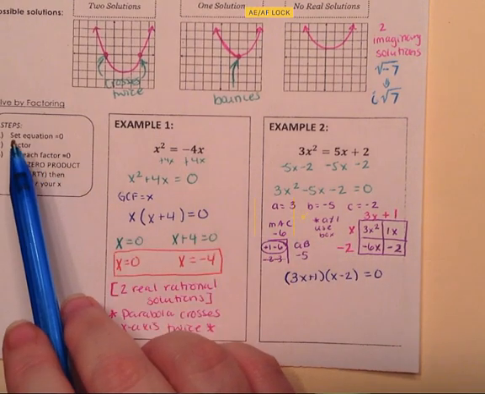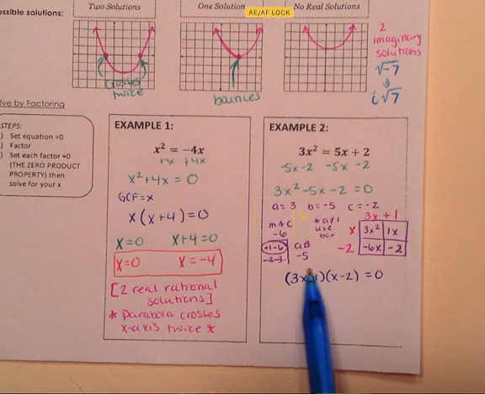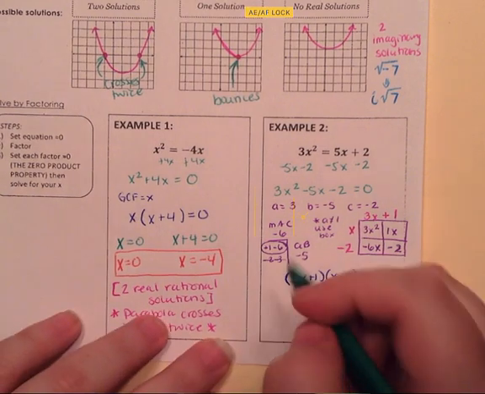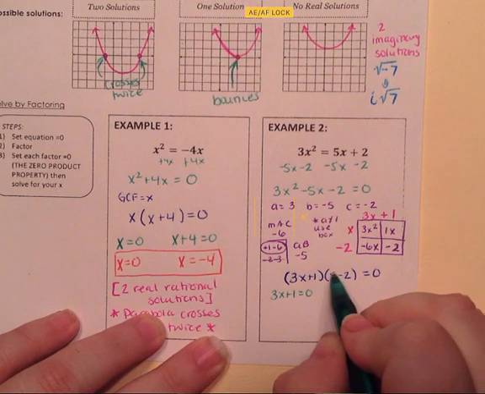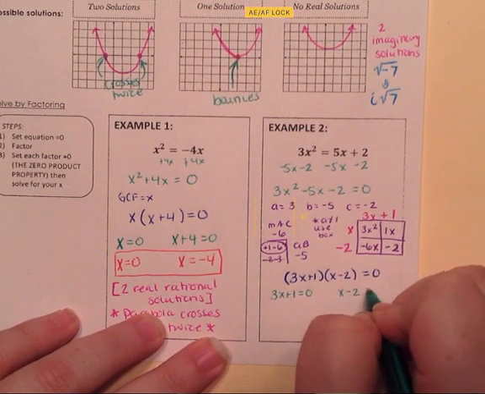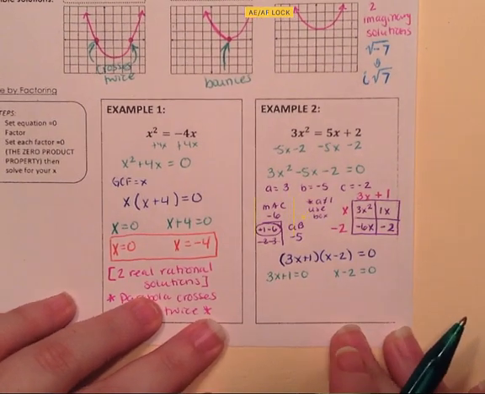Now that it's factored, we set each factor equal to 0. This first set of parentheses does have an x in it, so I want to make sure I take that 3x plus 1 and set it equal to 0. The second set also has an x in it, so I take that x minus 2 and also set it equal to 0. Now again, I'm just finding our m and n values.